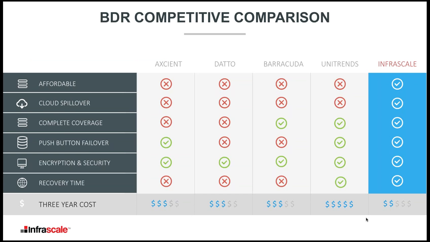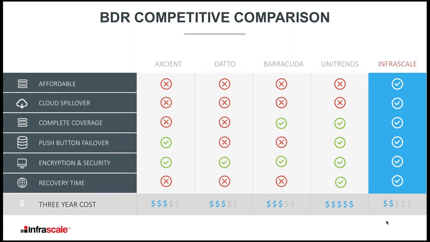Another competitive comparison here, taking a look at not only whether it is affordable, but whether it offers those items that we just looked at. We looked at the top 5 must-haves. Now, let's take a look at how everyone stacks up in comparison. Here we're looking at cloud spillover, complete coverage, push-button failover, encryption security, and especially recovery time, because you need that RTO to be at a certain level. Of course, if you look at all of these competitors, they really just don't stack up the way that infrascale does. We're happy to share all this competitive analysis with you as well.